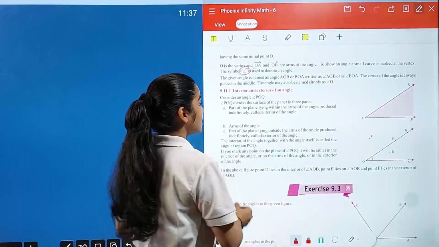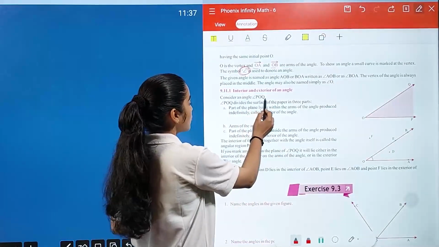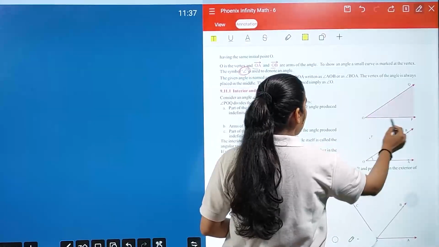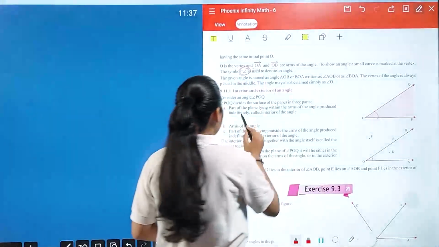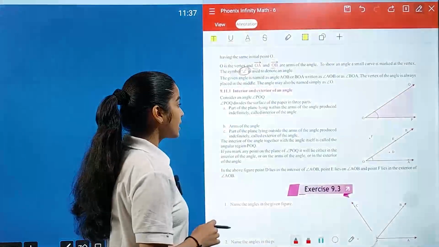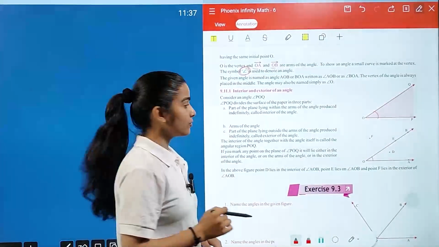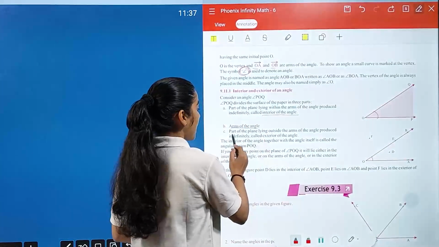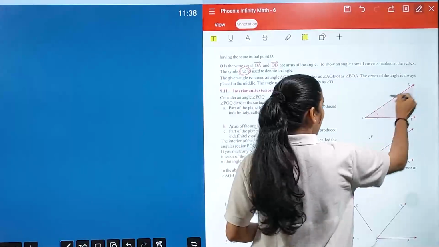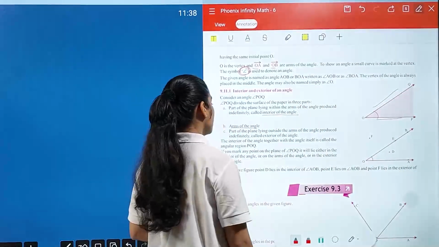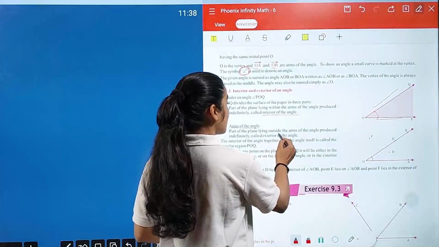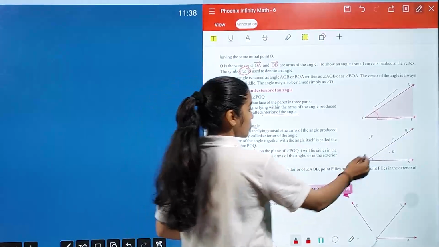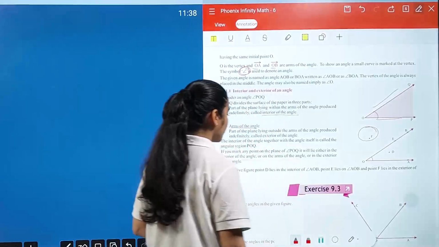Now interior and exterior of angle. Consider angle POQ. POQ divides the surface of the paper in three parts. So this is your angle. Now the part of the plane lying within the arms of the angle produced indefinitely is called the interior of the angle. So this is your interior of the angle. So OQ and OP are the arms of your angle. The part of the plane lying outside the arms of the angle produced indefinitely is called the exterior of the angle. So this point F is in the exterior of the angle.